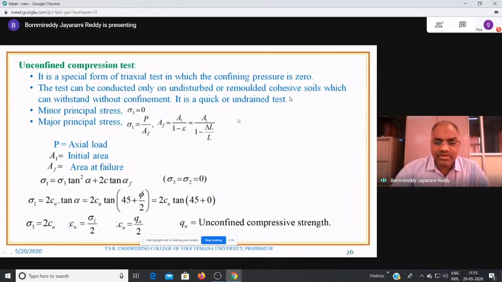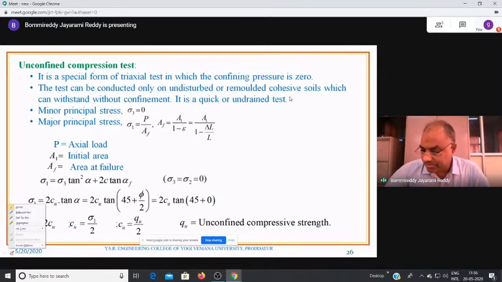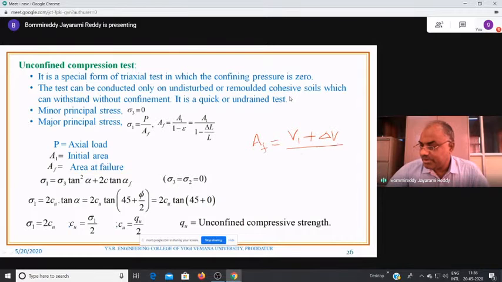So in the previous case, the triaxial test, you have seen the equation differently. What is that equation? The equation used earlier was AF equal to V1 plus delta V divided by L minus delta L. We can also use plus or minus sometimes: V1 plus or minus delta V by L1 minus delta L. This is the formula.